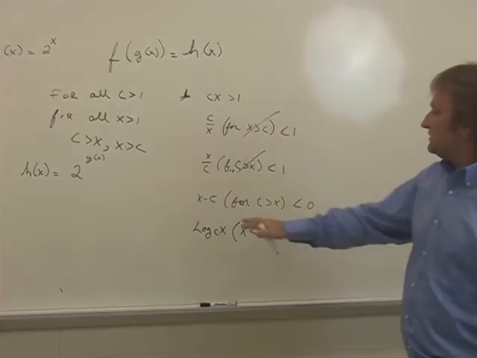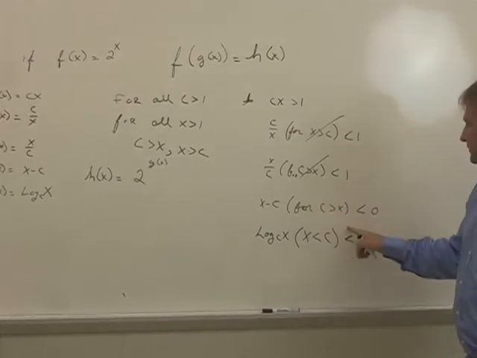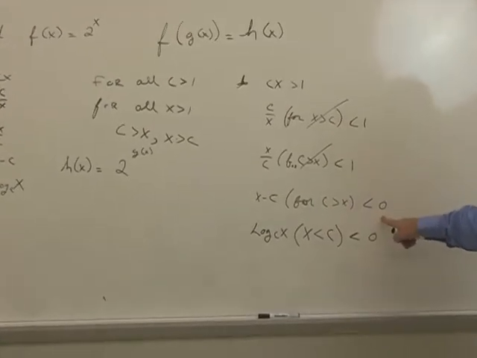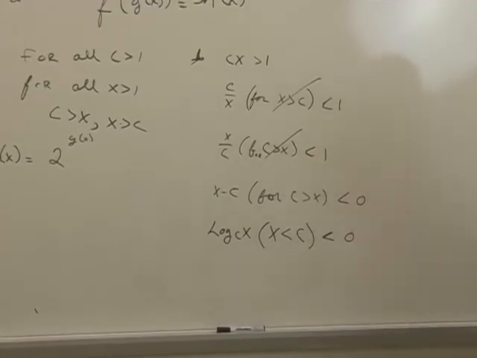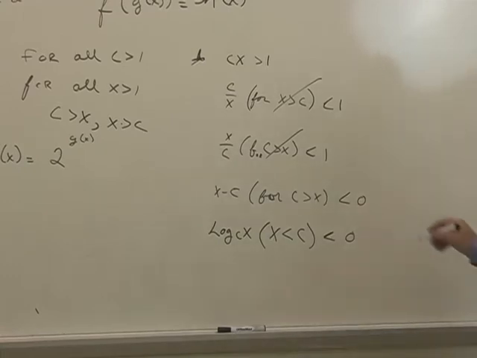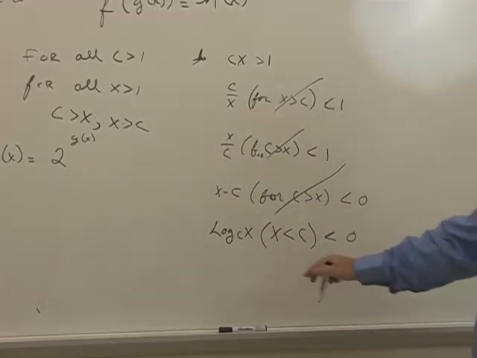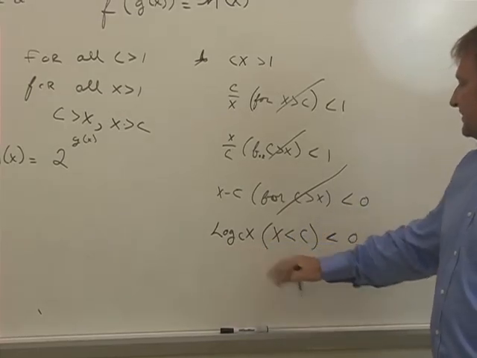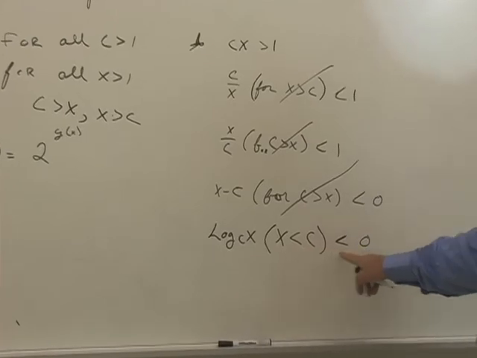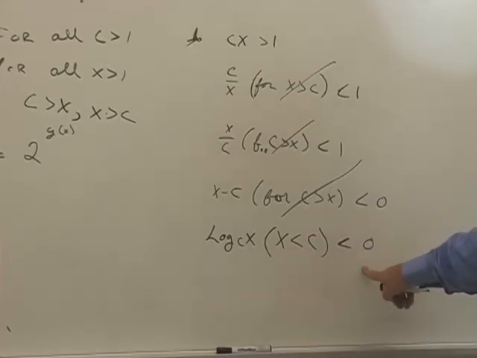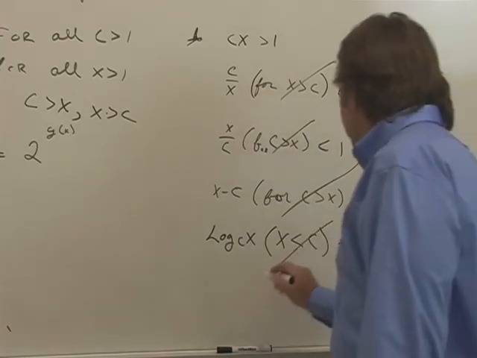So let's look at x minus c. We can consider for x greater than c, we even could potentially have function values less than 0. And then for the final, that one is out. So let's look at the final option, log base c of x. For all x less than c, we again could potentially have negative numbers or numbers less than 0. So that one is out.